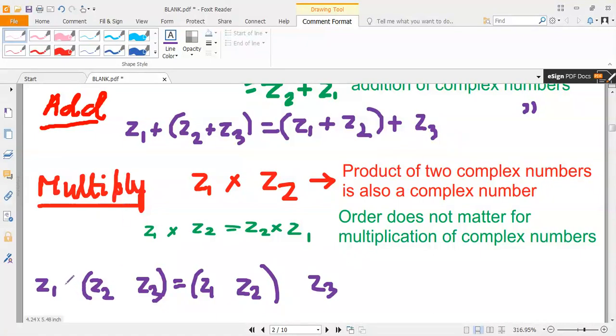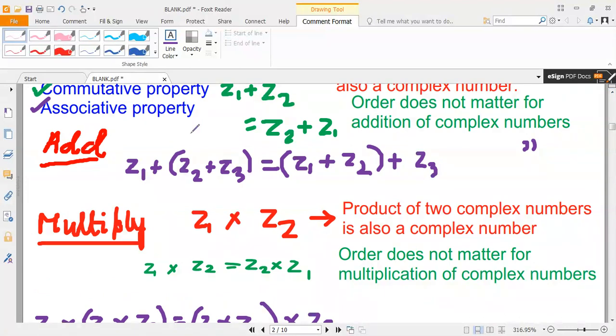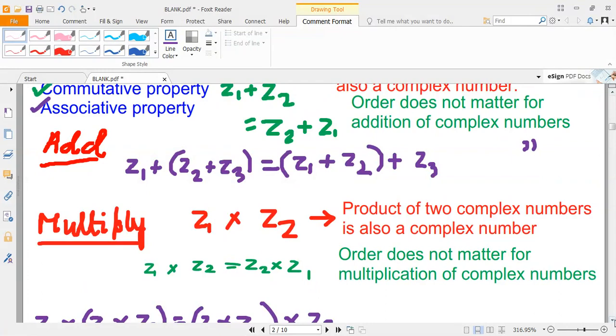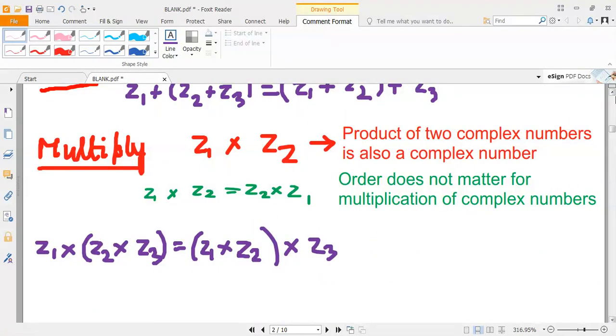Now for multiplication operation, of course, we'll have a multiplication sign here, a multiplication sign here, a multiplication sign here, and a multiplication sign here. That's right. So for associative property under addition, the order does not matter, and basically the concept remains the same. Whether you multiply the second number with the third number and then multiply the first number with it, or whether you multiply the first number with the second number and then multiply the third number with it does not matter. So essentially that is the associative property under multiplication of complex numbers.